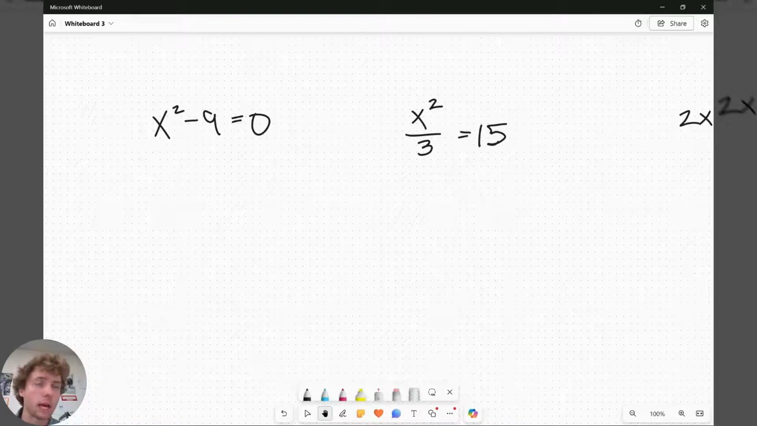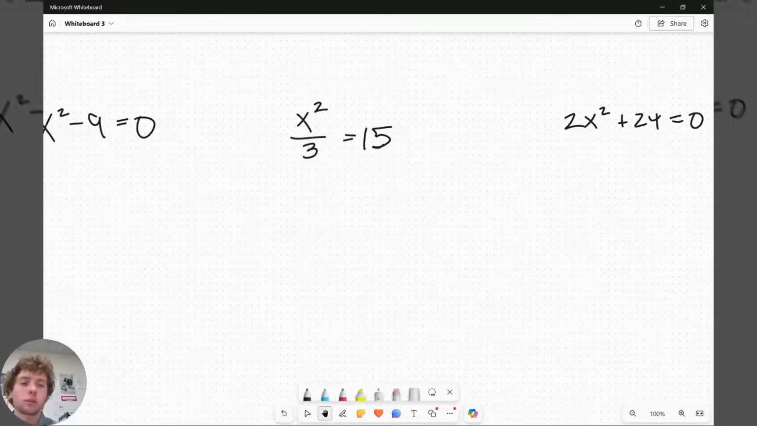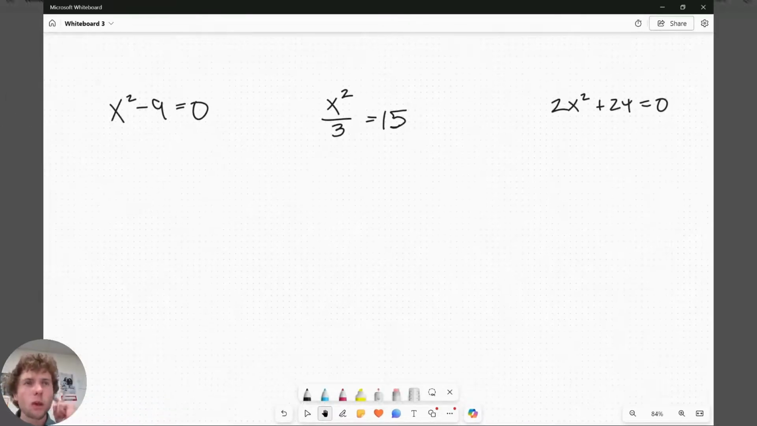I have x squared minus 9, x squared over 3 equals 15. I have 2x squared plus 24. Right? And one thing you'll notice about each of these equations is there's only a singular x variable. Because there's only a single x, what that tells me is we can get that x by itself. One variable, always isolate it. It's generally the easiest method.